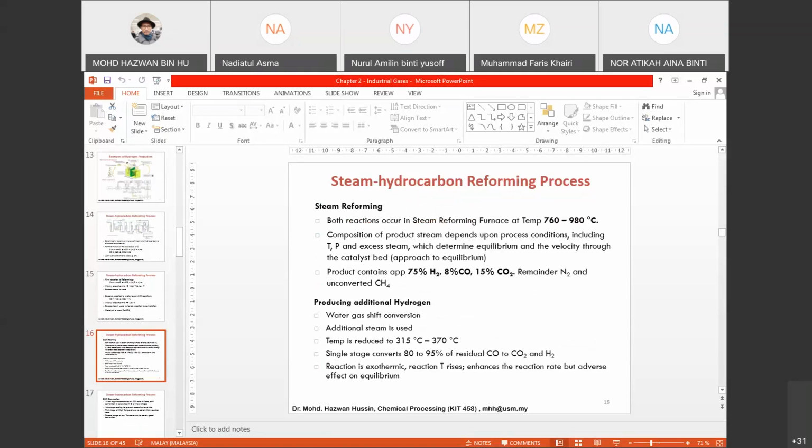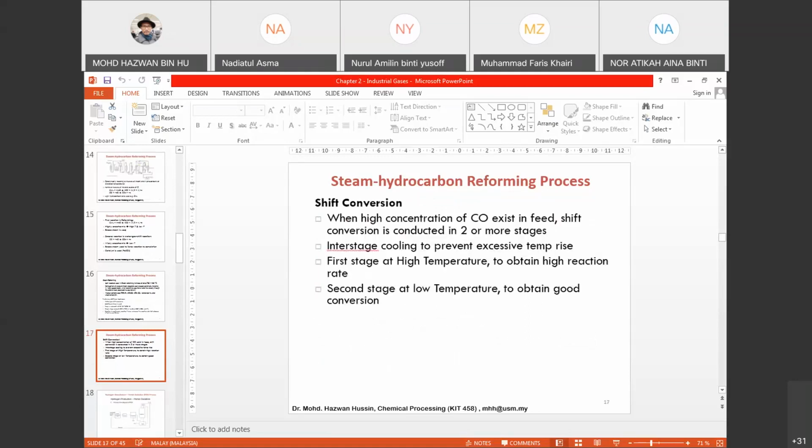It produces quite a high percentage of hydrogen gas, around 75%, right? And as I mentioned earlier, if you want to increase the percentage of the hydrogen gas, you can actually install a few water gas shift processes. Okay, this will ensure that most of this carbon monoxide will be converted into CO2 plus hydrogen gas.